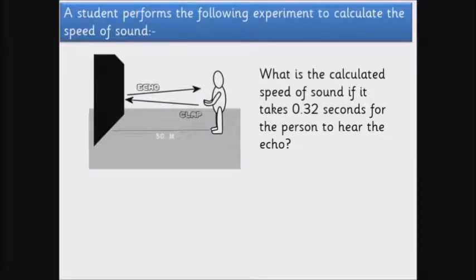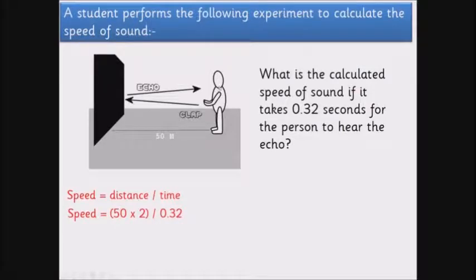Okay, so just a little bit to expand our thinking. A student performs the following experiment to calculate the speed of sound. What is the calculated speed if it takes 0.32 seconds for the person to hear the echo? If they stand 50 metres off the wall, we need to do speed equals distance divided by time, but be very careful. The distance isn't 50 metres because it's gone there and back.